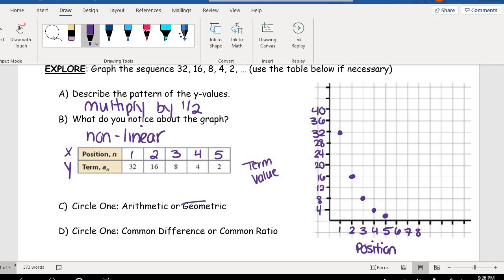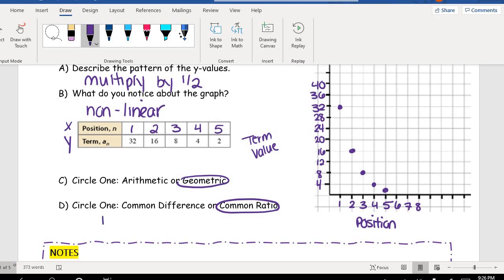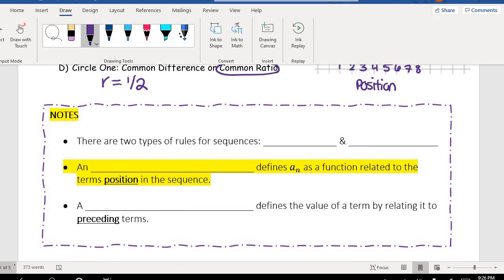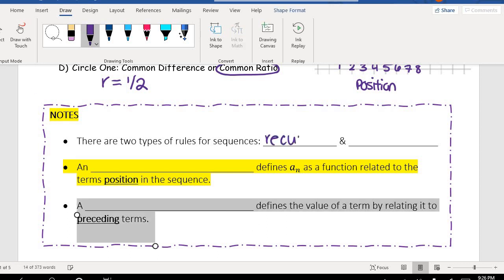So for part C, we said it's geometric, so therefore it has a common ratio, and that is 1/2, because every time we are multiplying by 1/2. Here's some notes similar to what we had the other day, but we're just going to repeat it. There are two rules for sequences. We have the recursive rule, and we have the explicit rule.